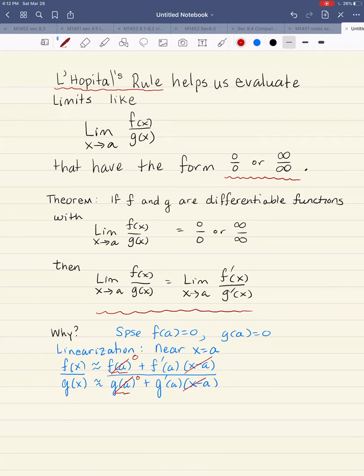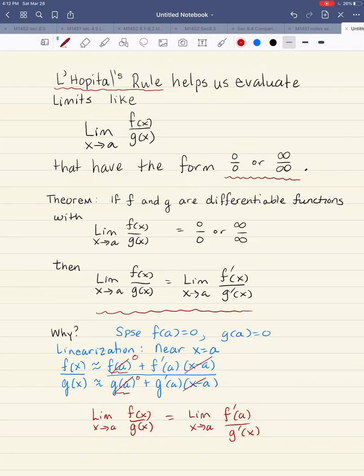So that says that f of x over g of x is roughly equal to f prime of a over g prime of a. In particular, the limit as x goes to a of f of x over g of x squeezes us right to the limit. I need a limit over here. Let's get the limit in there. The limit as x goes to a of f prime at a over g prime at a. So it works because of this linearization property.